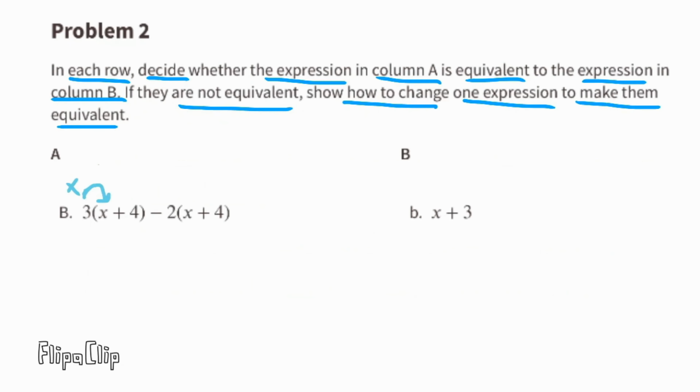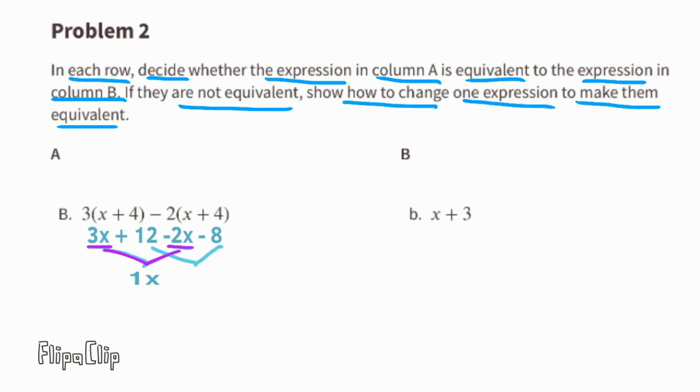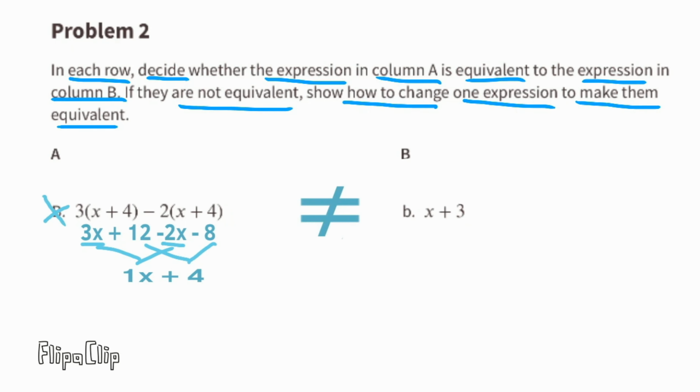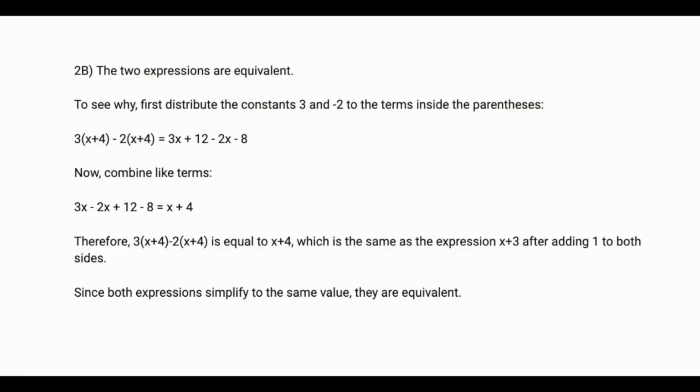B. 3 times x is 3x. 3 times a positive 4 is a positive 12, or plus 12. Negative 2 times x is negative 2x. And negative 2 times a positive 4 is a negative 8. 3x minus 2x is 1x, and a positive 12 minus 8 is a positive 4. So this expression is equivalent to 1x plus 4. Since 1x plus 4 is not equivalent to 1x plus 3 or x plus 3, then these two expressions are not equivalent. Here I've written out the steps for 2b. Pause the video if you need to.